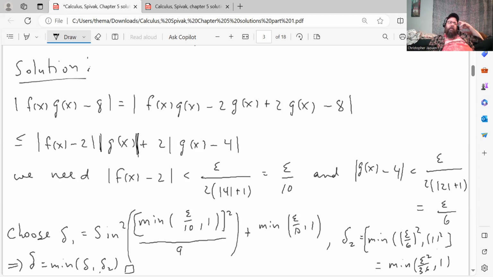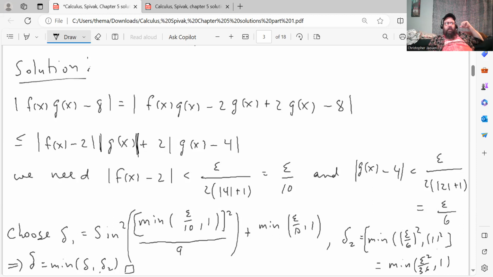All right, we need this to be less than this by the lemmas that we looked at in the summary of the chapter. If this thing is less than this, then the product here will be less than epsilon. So we need this to be less than this, and we need this to be less than this in order for this to be less than epsilon.